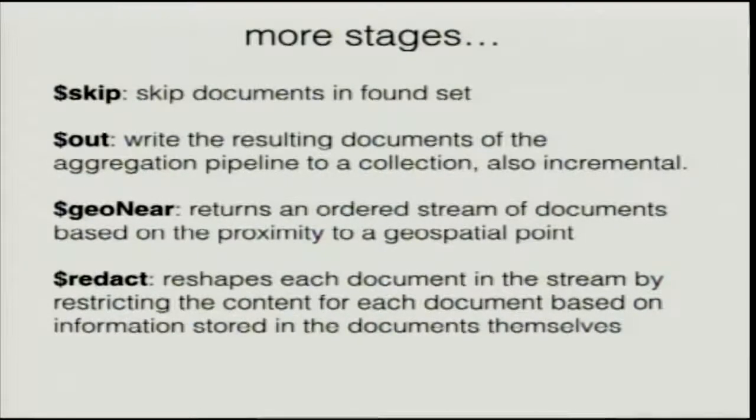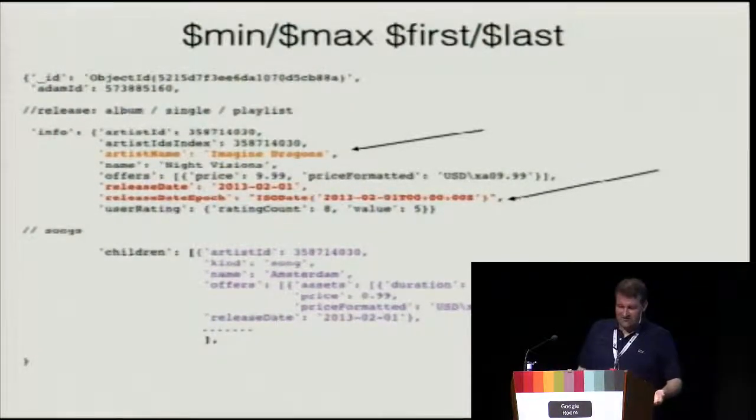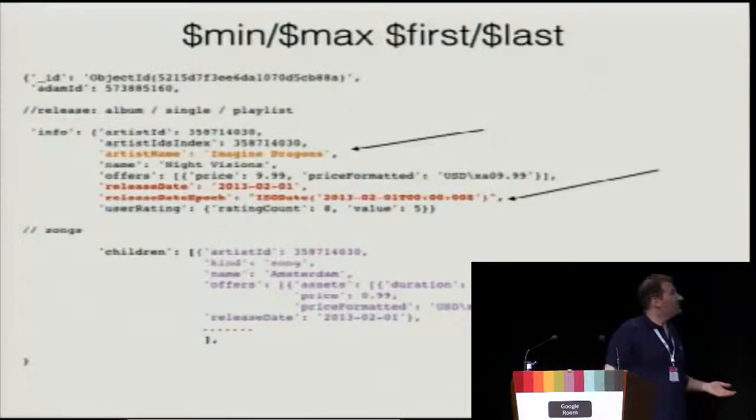This is our race. And now we have some data. And basically, this is very limited from what we can do. Basically, it's just mangling around a little bit with the data. So we have more. Of course, there's a minimum, a maximum, first and last operator. And this is what we're going to work on.